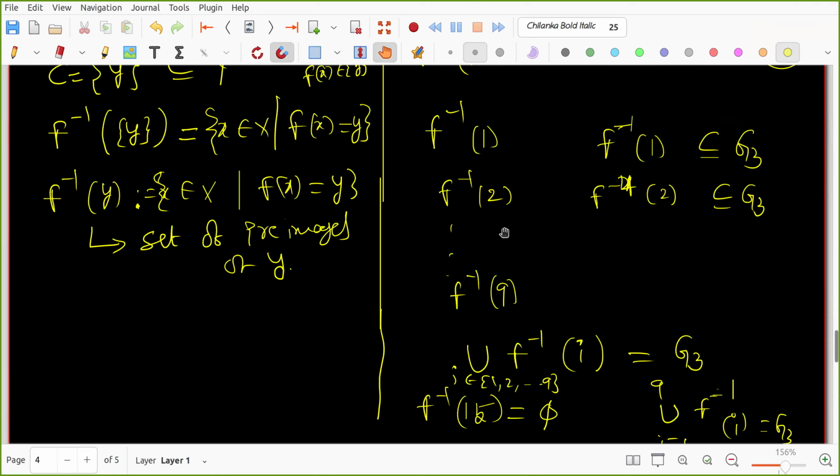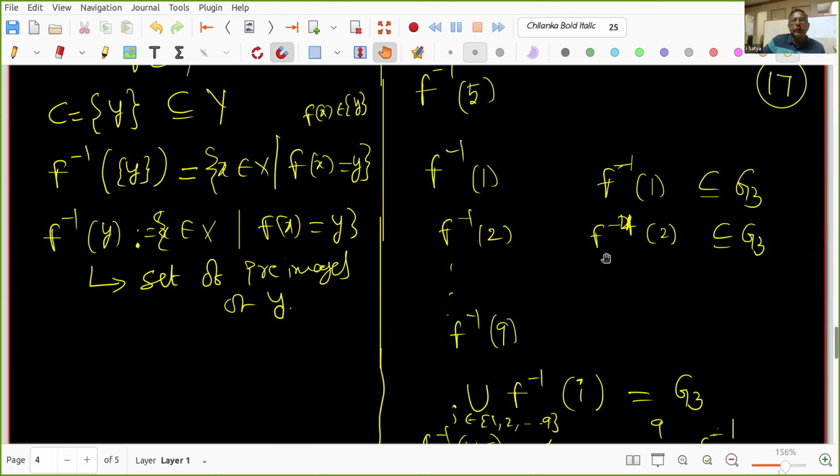So all are subsets of G3. Okay. These are all sets, all subsets of G3, and their union is equal to G3. Any other observation? They are disjoint. Okay. So F inverse of 1 intersection F inverse of 2 is? Empty set. So are any two of them disjoint, or only a few of them? Sir, any two of them are disjoint. Okay. That means they are called mutually disjoint sets. Right.